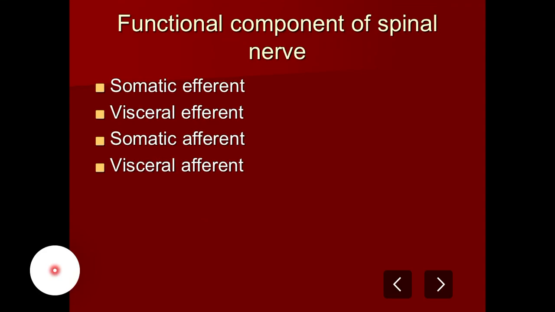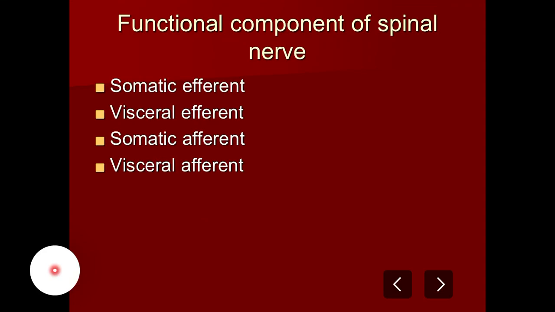Next one is visceral efferent. Efferent again means motor, that is going to supply the viscera. That means that is the autonomic outflow, autonomic outflow that is going to the glands, smooth muscles like that. So these two are the efferent components of a spinal nerve: somatic efferent, and second one is visceral efferent. Visceral efferent means efferent to viscera.